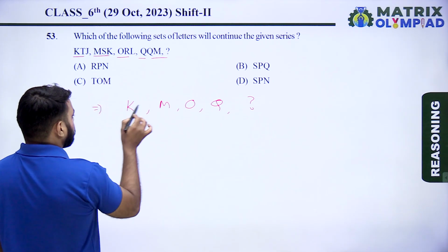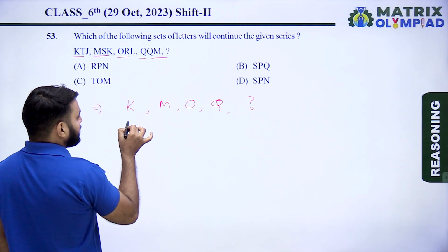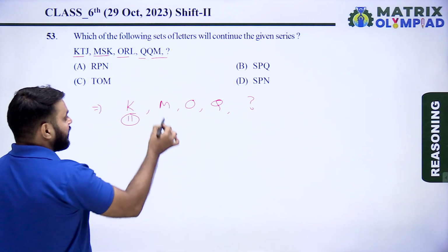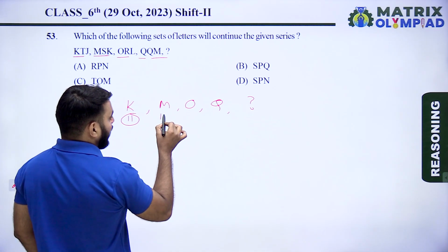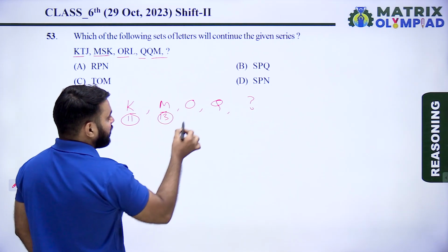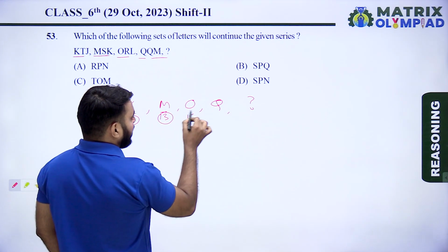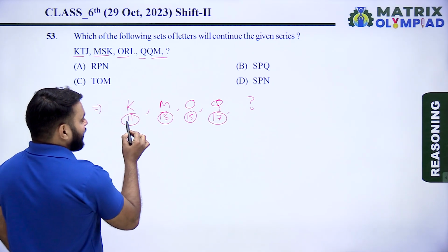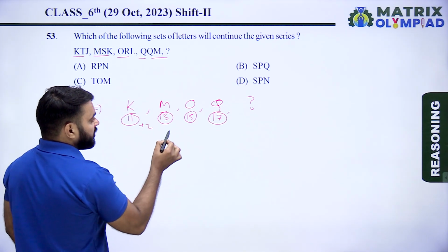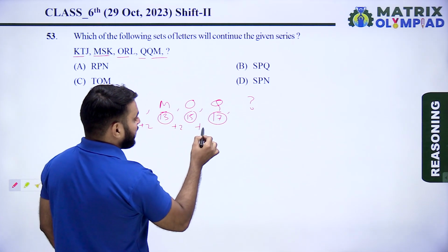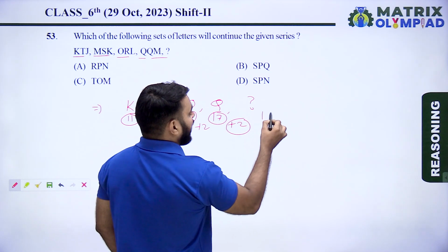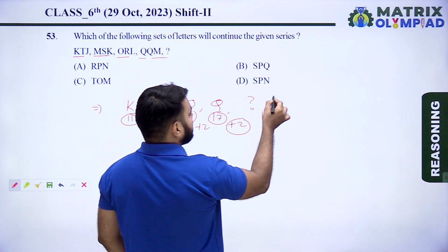So pattern of this series is K means 11. Position of K in English alphabet is 11. Now position of M in English alphabet is 13. O means 15. Q means 17. So pattern is 11 plus 2. Now 13 plus 2 it means 15. 15 plus 2 it means 17. Similarly 17 plus 2 it means 19. So 19 it means S.